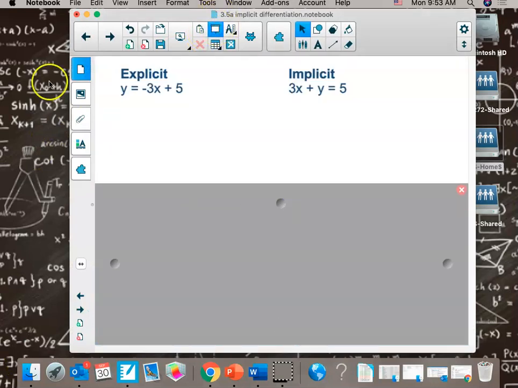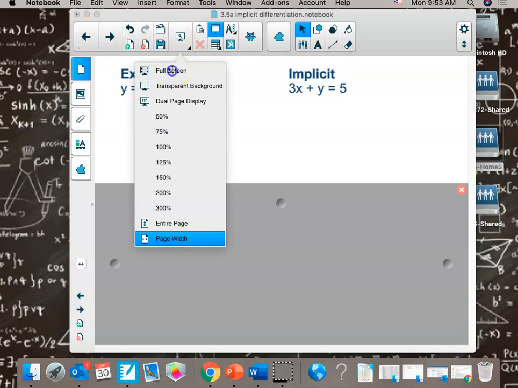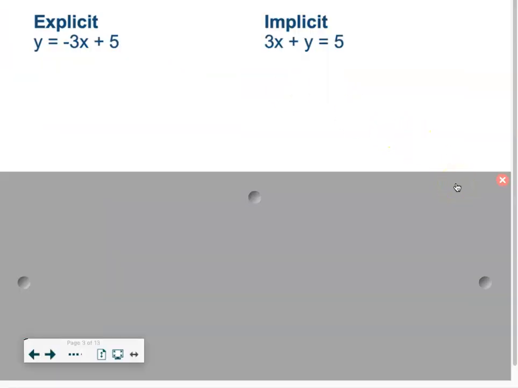Okay, I am going to cover this up with a shield for a moment. All right, in your groups, here's what we have. We have explicit, y equals negative 3x plus 5, and we have implicit, 3x plus y equals 5. In your groups, I want you to take 30 seconds and decide what you think the words explicit and implicit mean based on this. Go.